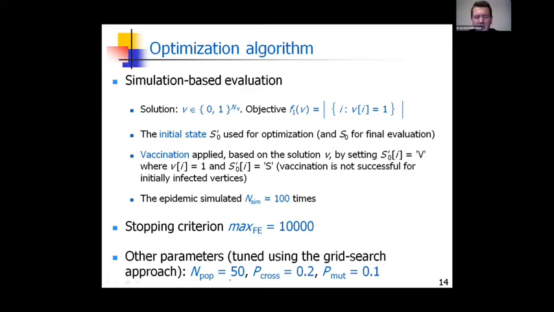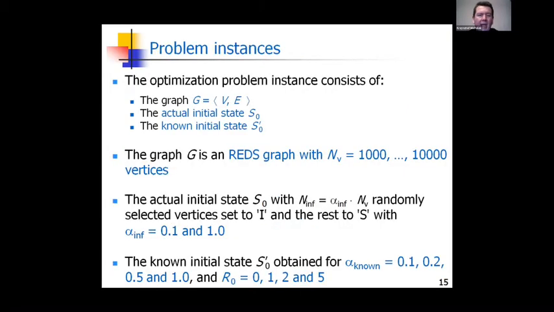At the bottom of the slide, you can see some parameters. The stopping criterion is based on the number of objective function evaluations, and there are some parameters which are typical to evolutionary algorithms, like the size of the population and probabilities of the operators.